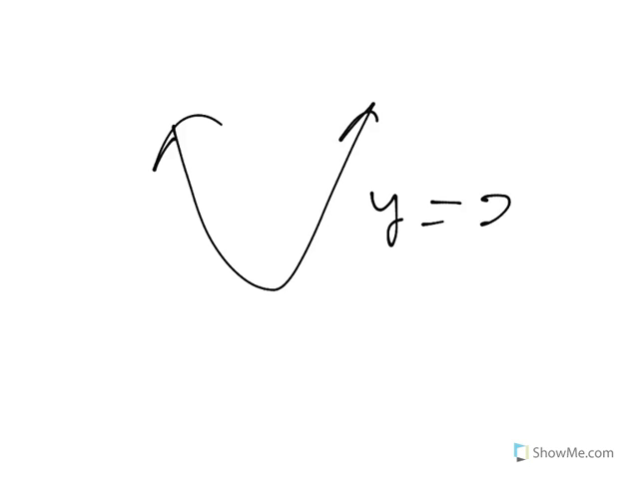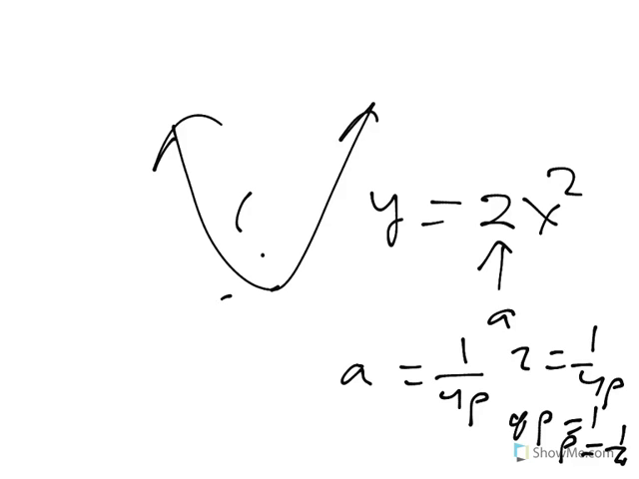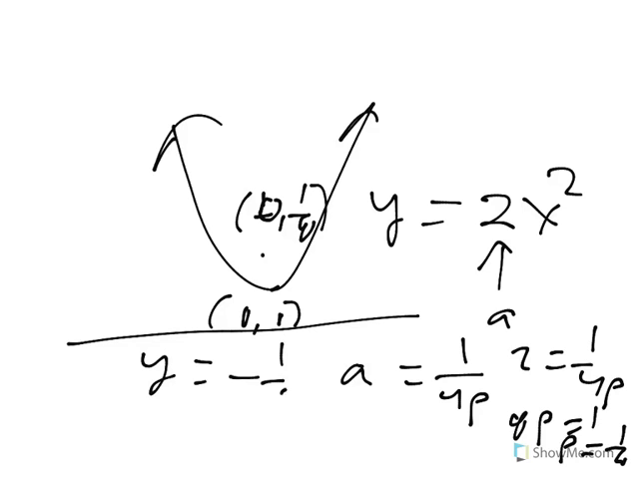We could also go in the other direction. If I have a parabola that's y equals 2x squared, that's the a value. So a equals 1 over 4p. So 2 equals 1 over 4p. So 8p equals 1, or p equals 1/8. That means that we could put the focus at 1/8 here. This vertex is 0, 0. So 1/8 above the vertex is (0, 1/8). And 1/8 below the vertex is y equals negative 1/8.